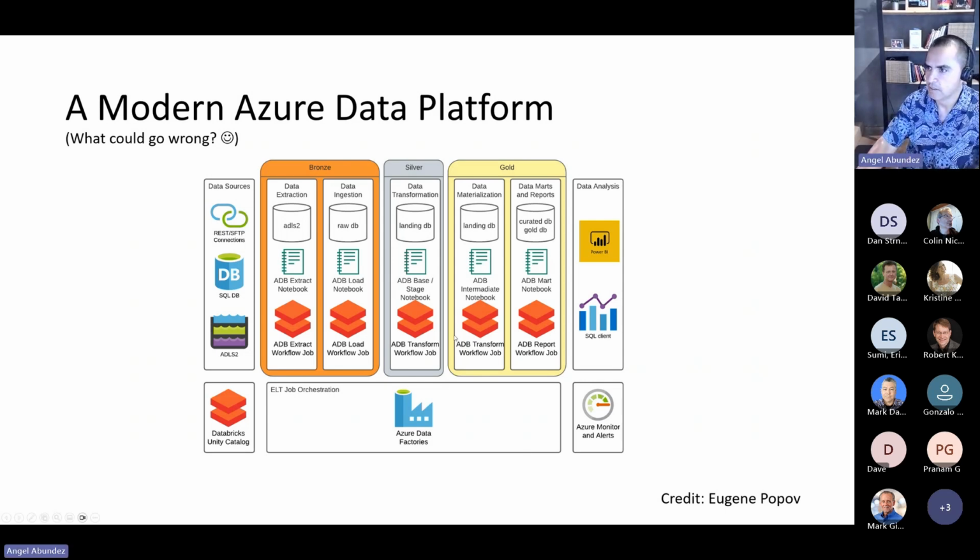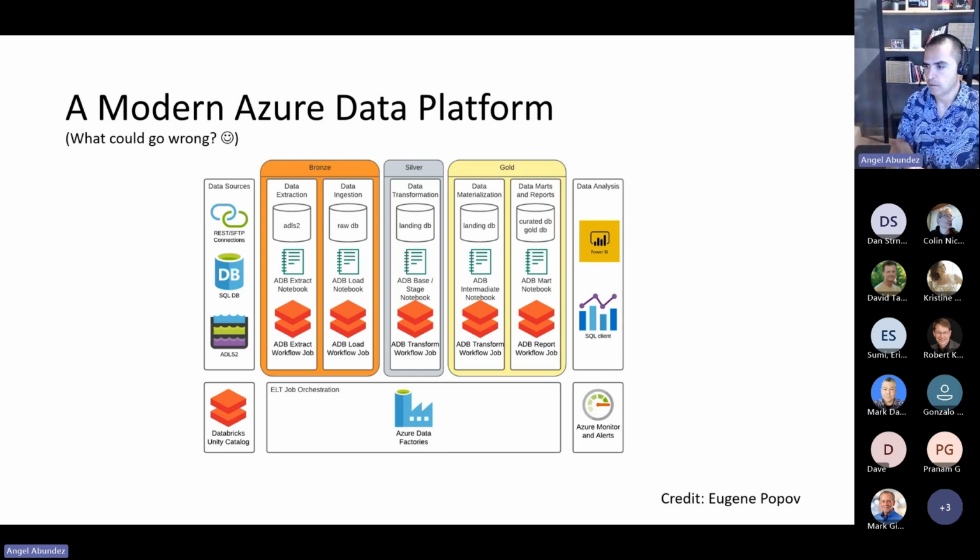Underneath all these databases, there is Azure Data Lake storage as well. And to orchestrate all of the different jobs, all of the different transformation steps as data passes through each of these layers, we have Azure Data Factory calling different notebooks, passing parameters, triggering different pipelines at different times.